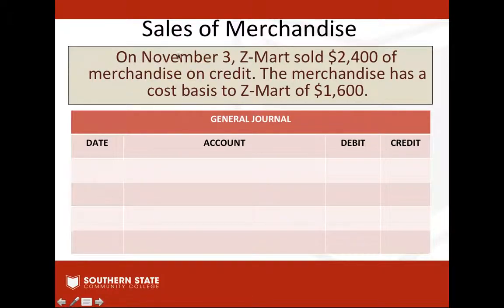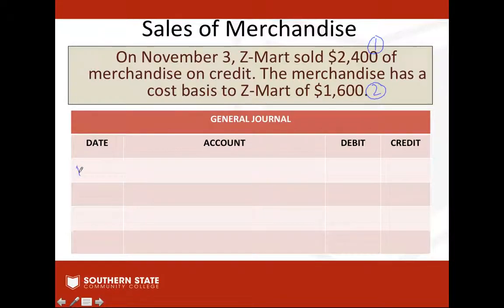On November 3rd, a company named Z-Mart sold $2,400 of merchandise on credit. That merchandise has a cost basis to Z-Mart of $1,600. So again, we have to make one entry to record the revenue and the asset we get. We have to make a second entry to record the cost of goods sold. This would be your first entry. This would be your second entry.